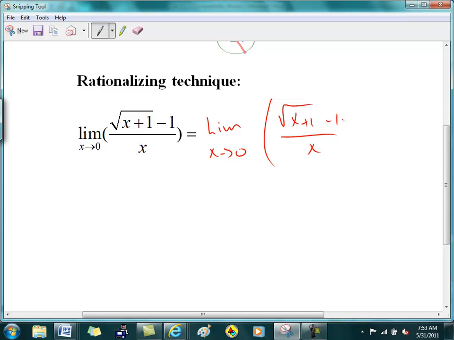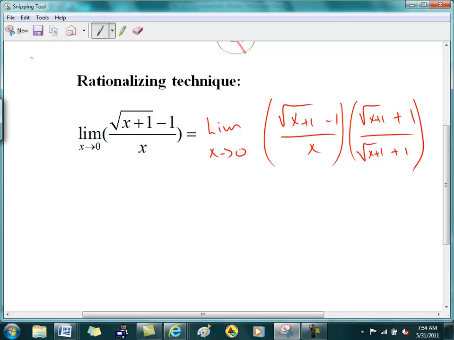What are you going to multiply the upstairs by in order to get rid of the square root sign? What does rationalization mean? You choose the opposite of this sign here, so it's going to be square root of x plus 1 over the same thing. If you multiply the upstairs by something, you multiply the downstairs by something, then you're okay. Does everybody understand the rationalization?